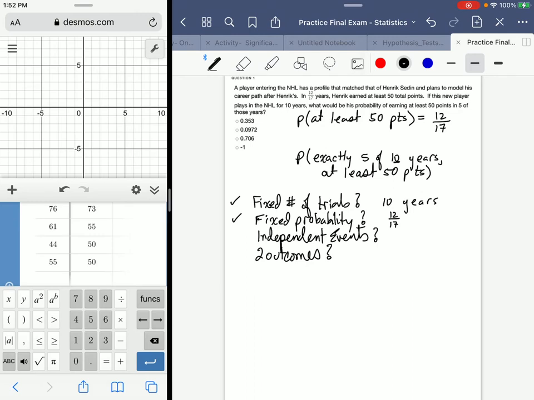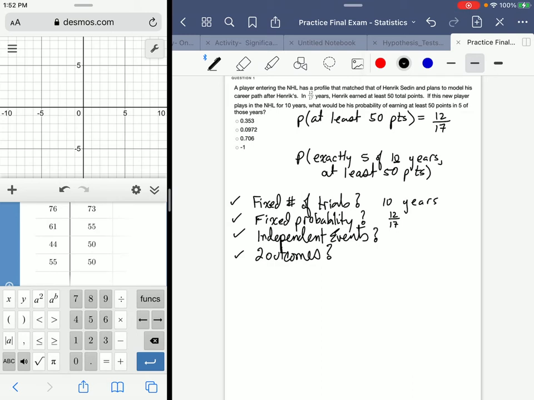All right, so 2 outcomes. Yeah, either you're going to get at least 50 points or you're not. So if we say yes to the first, the second, and the fourth, then it stands to reason that we would say yes to the third as well, even though we don't have any basis to know whether or not that's possible. That's assuming a person doesn't know anything about the NHL. If a person knows all there is to know about the NHL, then that's a moot point.